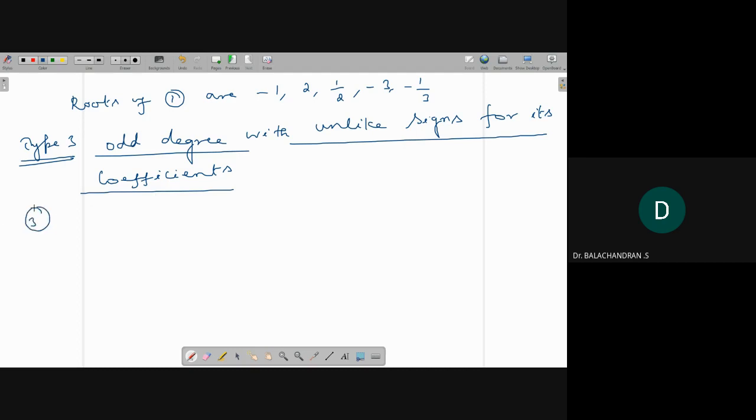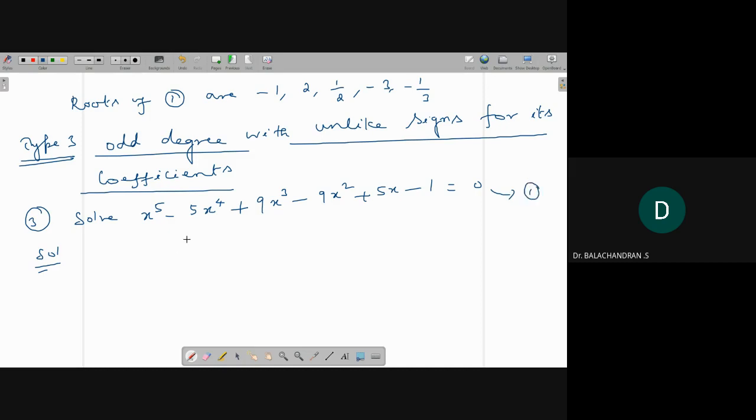Problem. Solve x power 5 minus 5x power 4 plus 9x cube minus 9x square plus 5x minus 1 equal to 0. So you can see this is an odd degree equation with unlike signs: plus 1, minus 1, plus minus 5, plus 5, plus 9, minus 9. Solution: let us take this as equation 1.